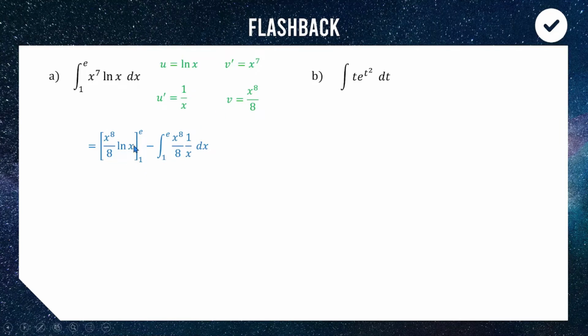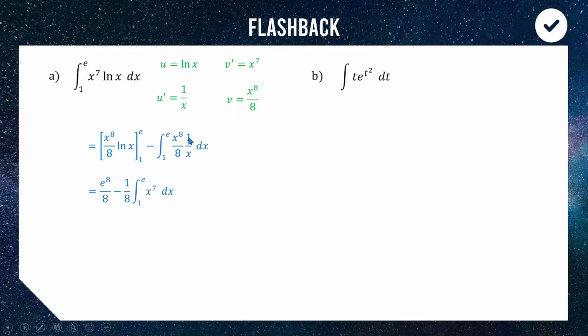Okay, subbing in our values, when we sub in e, we're going to get e to the 8 over 8, and log of e is equal to 1, so we end up with e to the 8 over 8. Fortunately, when we sub in 1, log of 1 is just 0, so the whole thing turns into 0, so we get e to the 8 over 8.